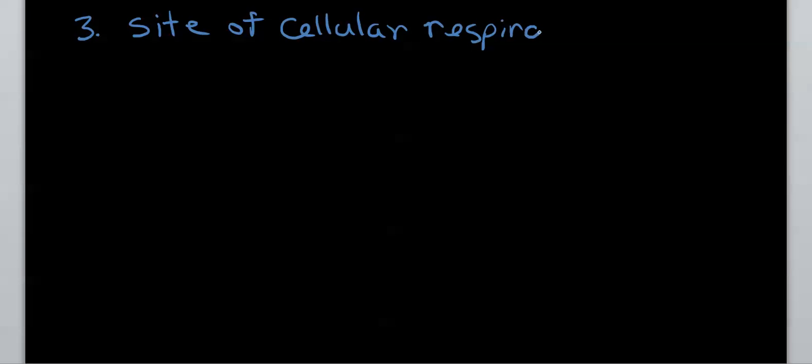Okay, now we're at 3. 3 was the mitochondria, site of cellular respiration. Cellular respiration. Or if you said the cell's power plant, it would be fine. It says what it does. 4 was the ER, endoplasmic reticulum.